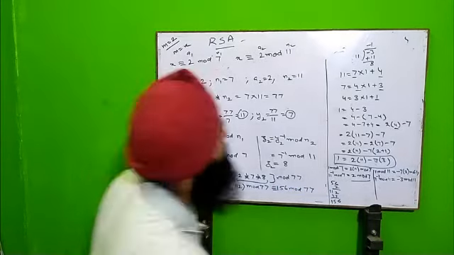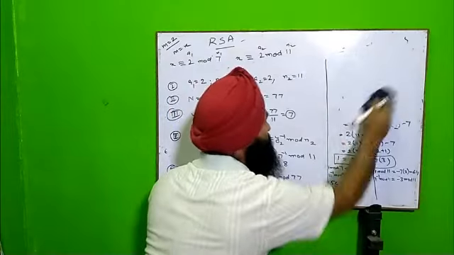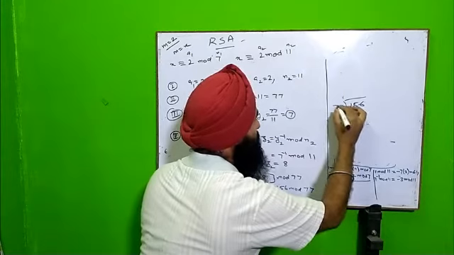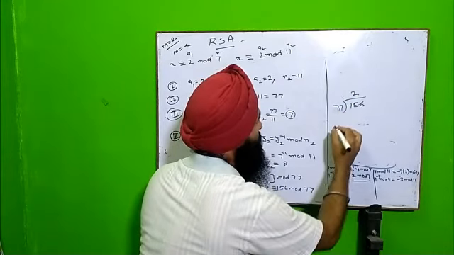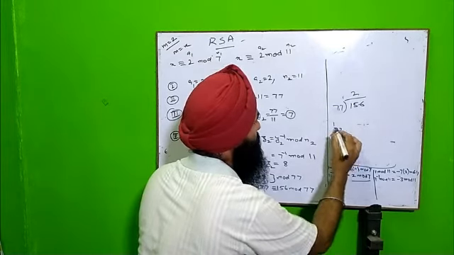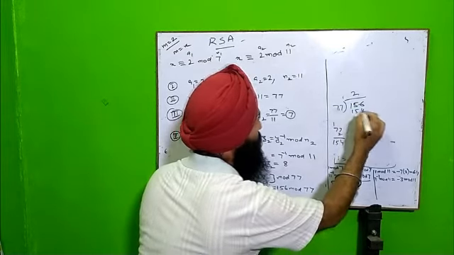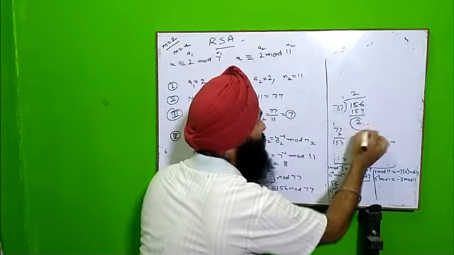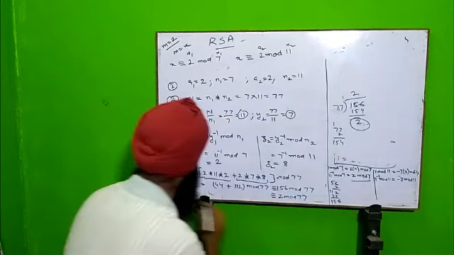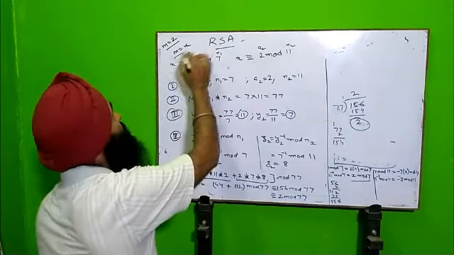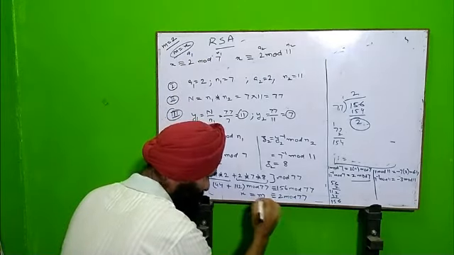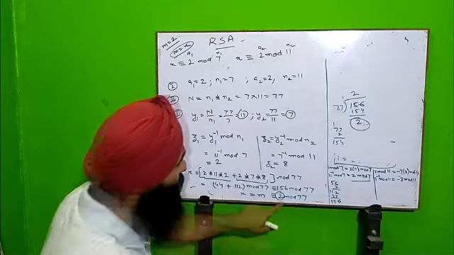So that is congruent to 156 mod 77. So let's calculate this. 156 mod 77. 77 into 2 is 154, so we will have a remainder 2. So that is congruent to 2 mod 77. So x is equal to m, that is equal to 2 mod 77. So 2 is our answer.